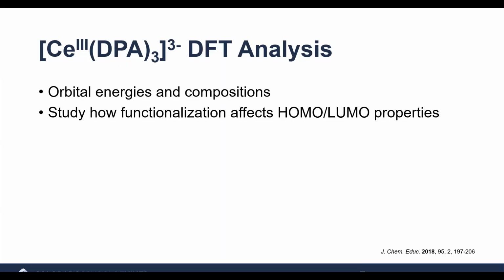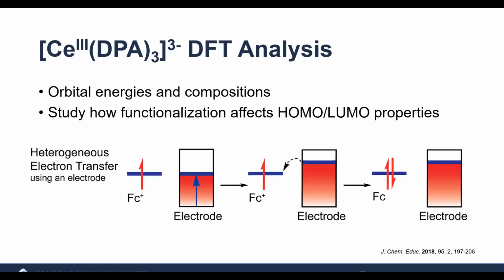I want to look at these parameters specifically because we can think about the electron transfer from the surface of an electrode to a redox active species in solution as the increase or the decrease of the energy of the electrons at the surface of the electrode relative to the energies of the HOMO and the LUMO of the redox active species in solution.